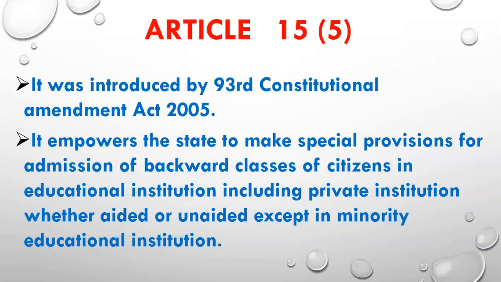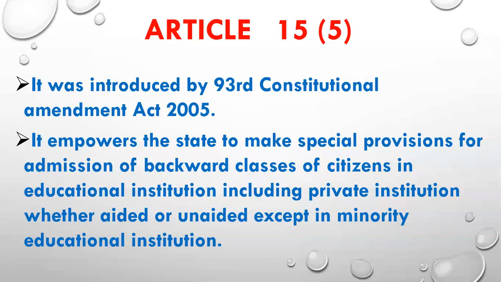Now friends, the government can reserve seats in any educational institution. For example, the government can reserve seats in government-owned educational institutions, meaning the colleges and schools which are owned by the government. The government can also reserve seats in privately owned institutions, in private educational institutions which are aided by the government. Aided by the government means funded by the government; the government gives them financial help.